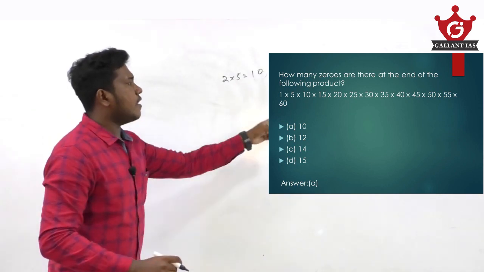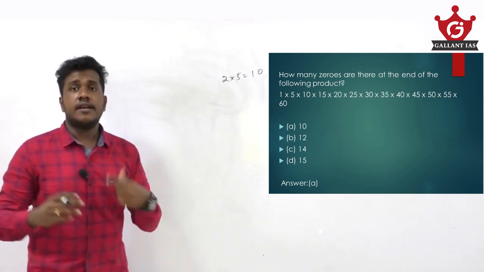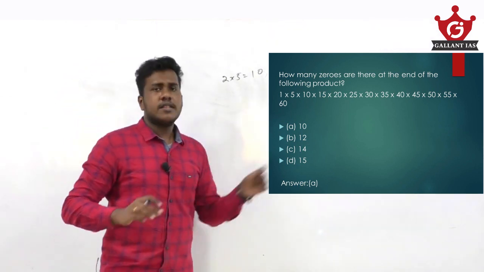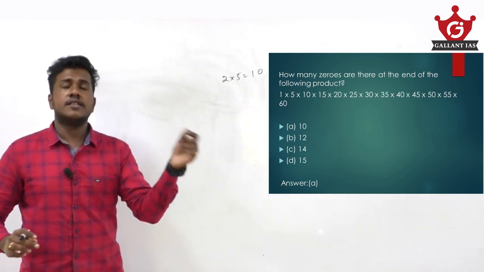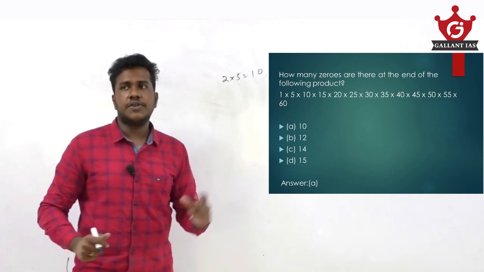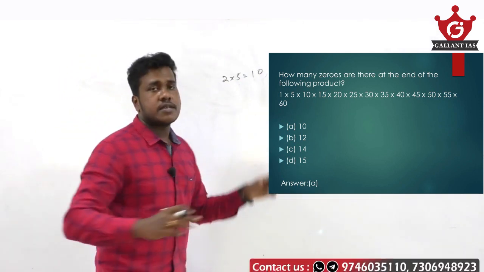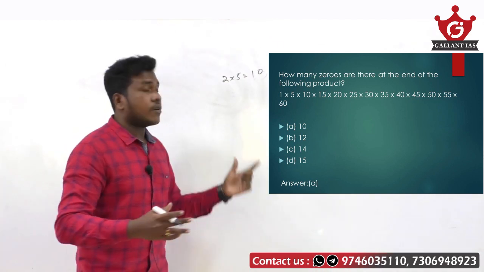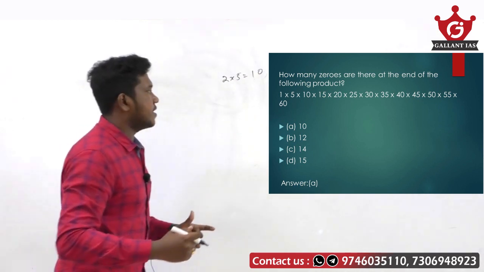Similarly, you need to find how many 2 into 5 pairs are there in the factorized equation. So count those pairs of 2 and 5, and that 2 and 5 is equal to 10, right? That means 2 into 5 into 20, so that will be equal to 10. So the total number of pairs of 2 and 5s will give you the total number of zeros. Now let's factorize each and every number here.